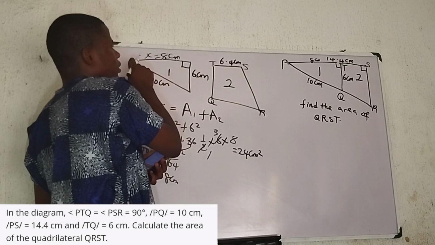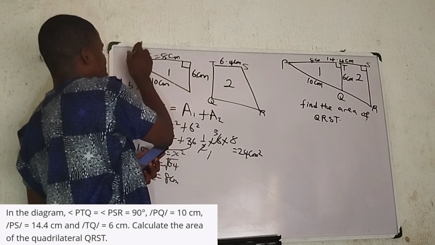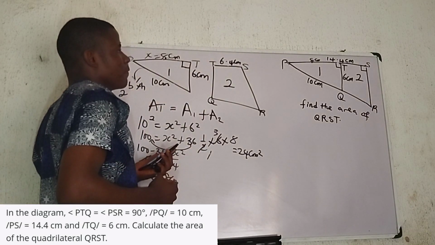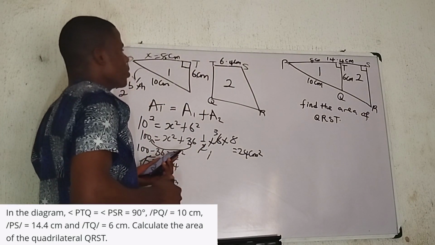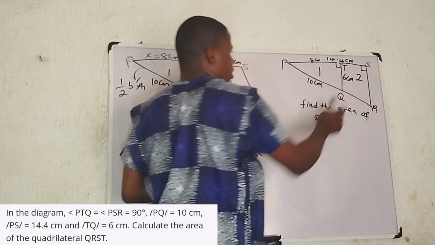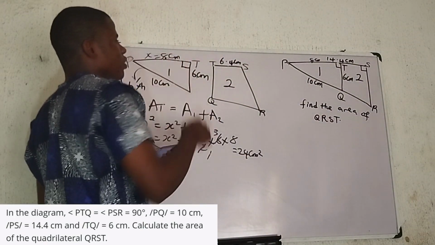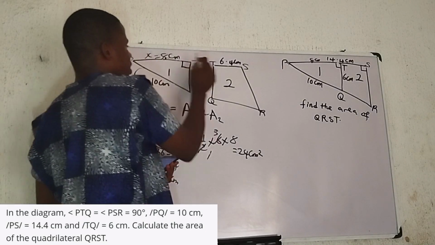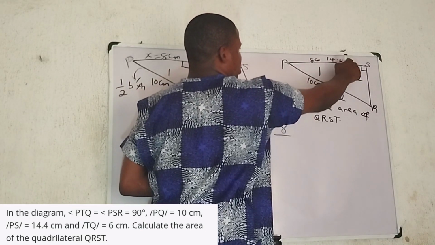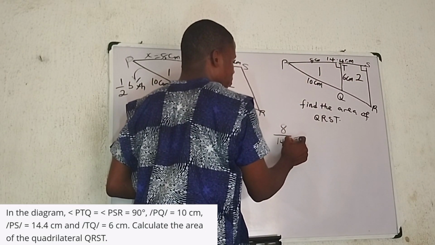Here is PT. Do you understand? PT will be corresponding to what? PX. Can you see it? So when I say PT over PX, now watch out. What's PT? PT is 8 over, now PX is what? 14.4. 8 over 14.4.